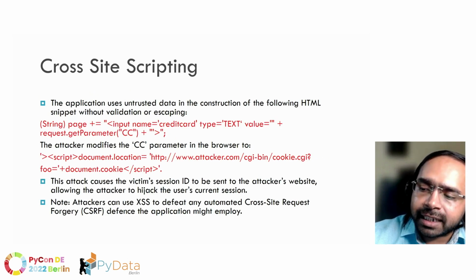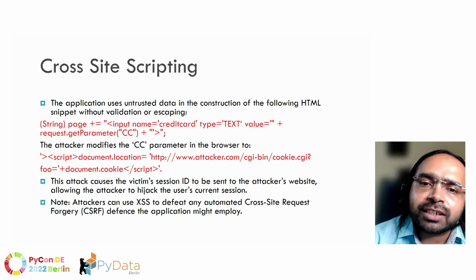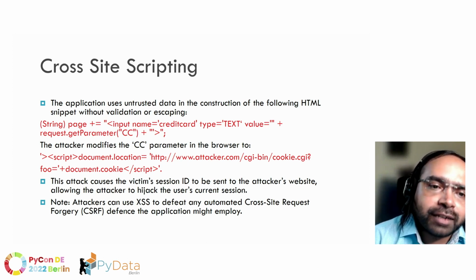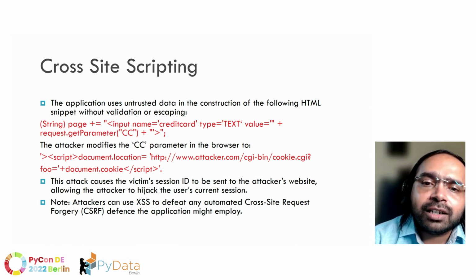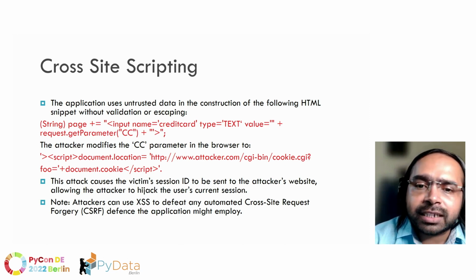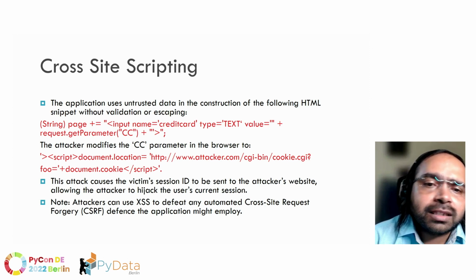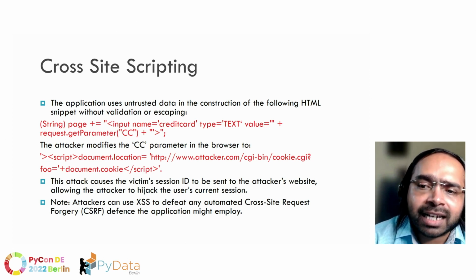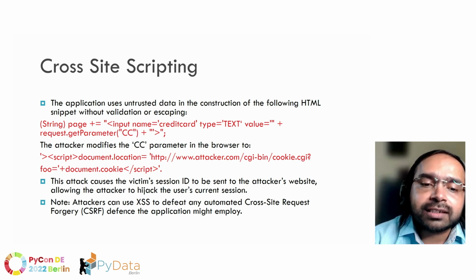The next is cross-site scripting. Here the application uses untrusted data in the construction of the following HTML snippet without validating or escaping. Now here you can see that simple HTML code is written, and the JavaScript code is mentioned here, that is request.get parameter. In this case, the attacker modifies the CC parameter and may specify something else. The attack causes the victim's session ID to be sent to the attacker's website, allowing the attacker to hijack the user's current session.